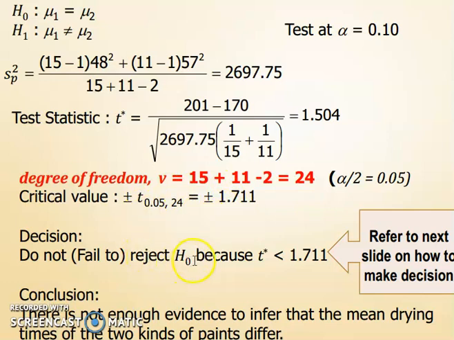Then we need to compare the test statistic with the critical value. Since 1.504 is less than 1.711, we fail to reject, or do not reject, H null because it lies in the acceptance region. So the conclusion is that there is not enough evidence to infer that the mean drying times of the two kinds of paints differ.